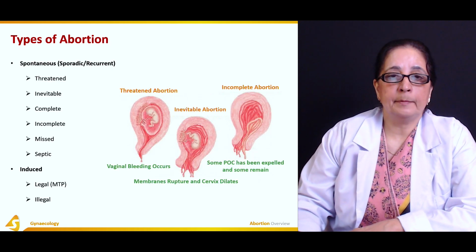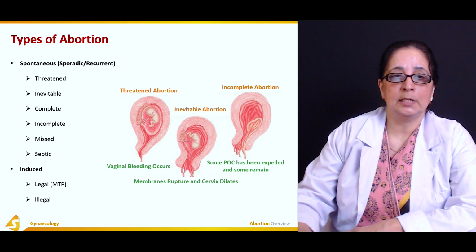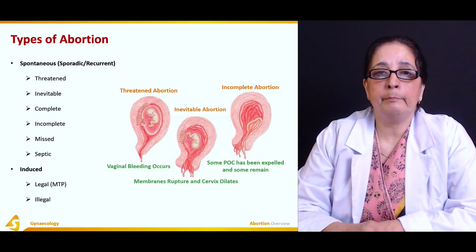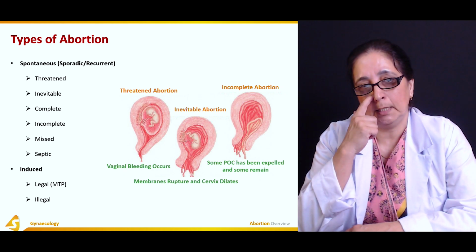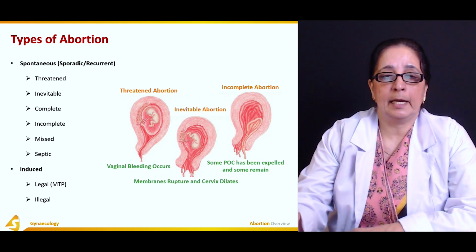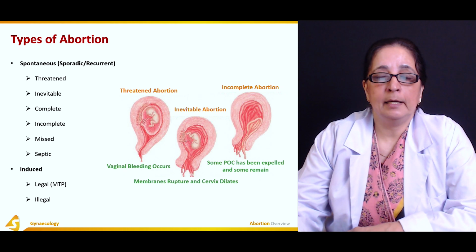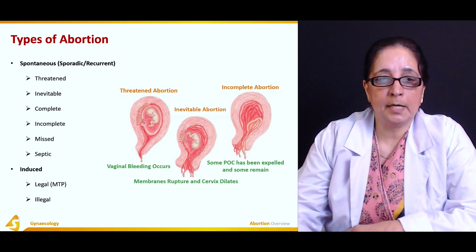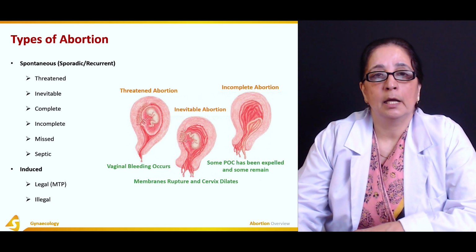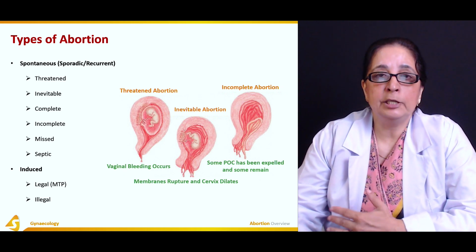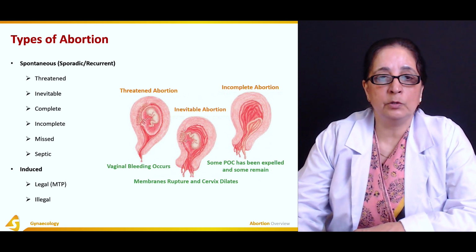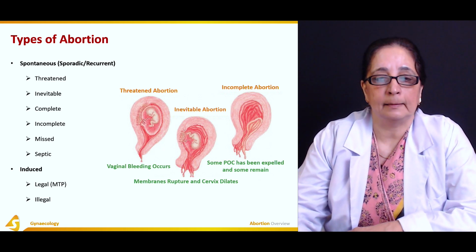Now, the different types of abortion. We have spontaneous, for which the name miscarriage is mostly used. It can be threatened, inevitable, complete, incomplete, missed, and septic abortion. And the induced type can be legally induced or illegal.